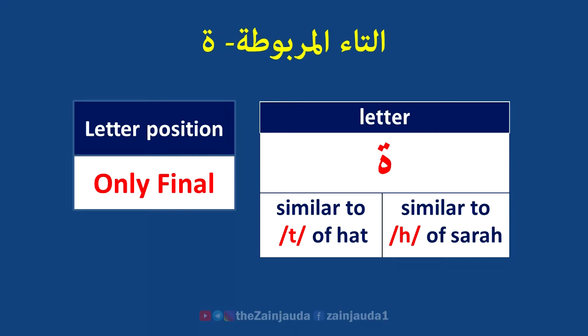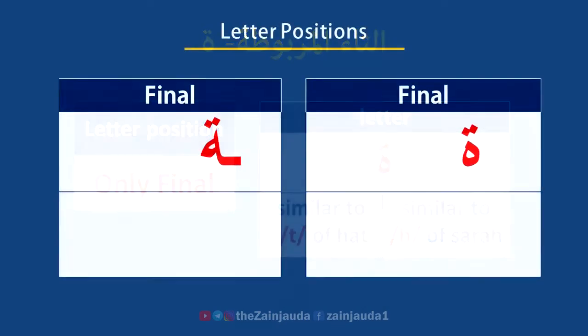The other pronunciation is ha, and this is pronounced when we stop at the word which ends with ta al-marbuta. Let's have some examples to clarify this point. As we mentioned before, ta al-marbuta comes only in the final position, but its shape changes according to whether it is connected with the letter preceding it or not.